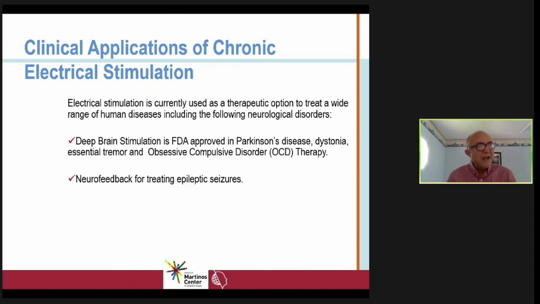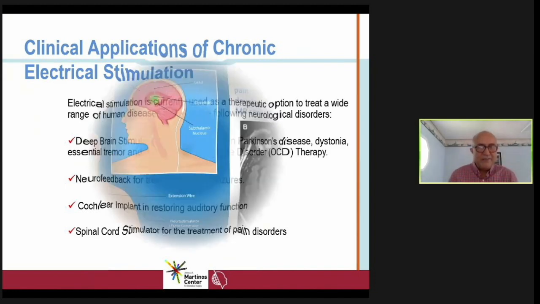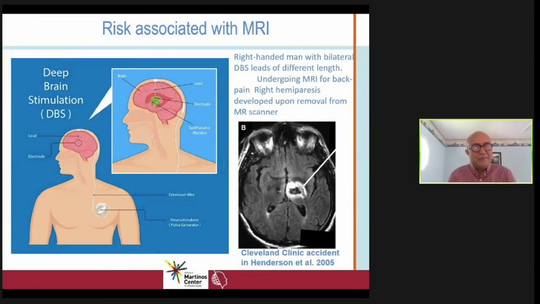When you introduce neurofeedback, you also have the ability to control epileptic seizures, cochlear implants for restoring auditory function, and spinal cord stimulators for pain. We're going to focus on deep brain stimulation. The deep brain stimulator is made of an electrode which is placed on different targets, including different targets in the basal ganglia, including STN, GPi, and VIM.